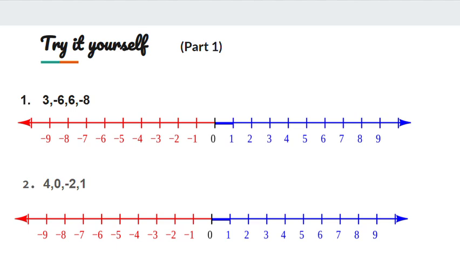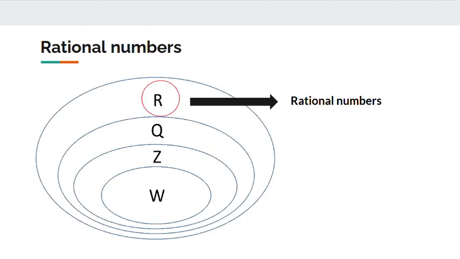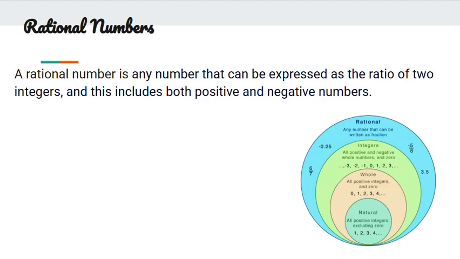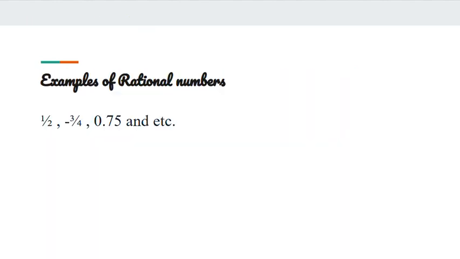Now let's move on to rational numbers. So these are the rational numbers. R for rational numbers. A rational number is any number that can be expressed as the ratio of two integers, and this includes both positive and negative numbers. Examples of rational numbers include 1 by 2, negative 3 by 4, 0.75, and so on.